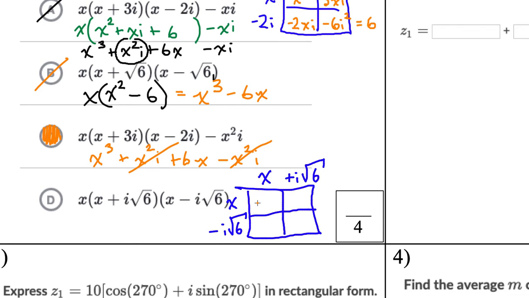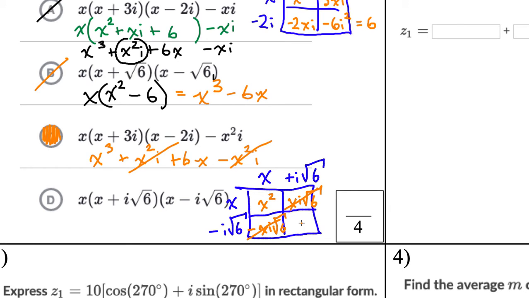Filling in the box, x times x is x squared. This is x times i square root of 6, which is xi square root of 6. You just squish them all together. This is negative xi square root of 6. And notice, before I even do the last one, these two terms cancel out. One was positive, one was negative.